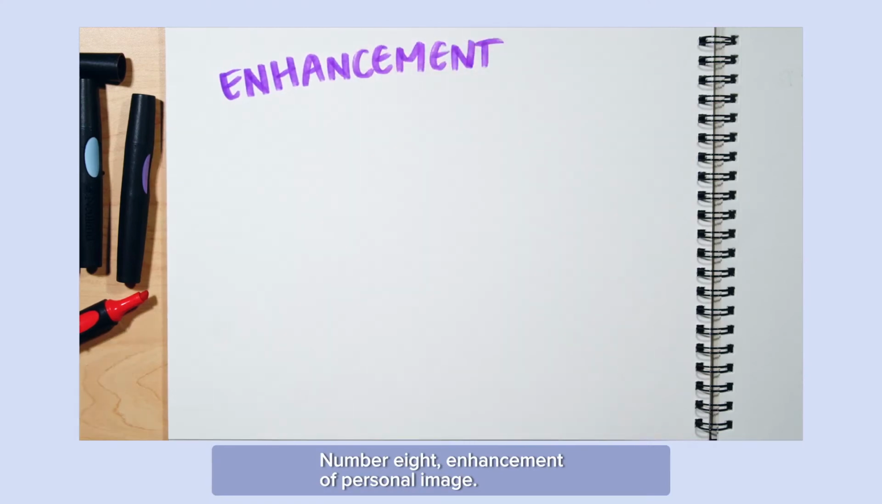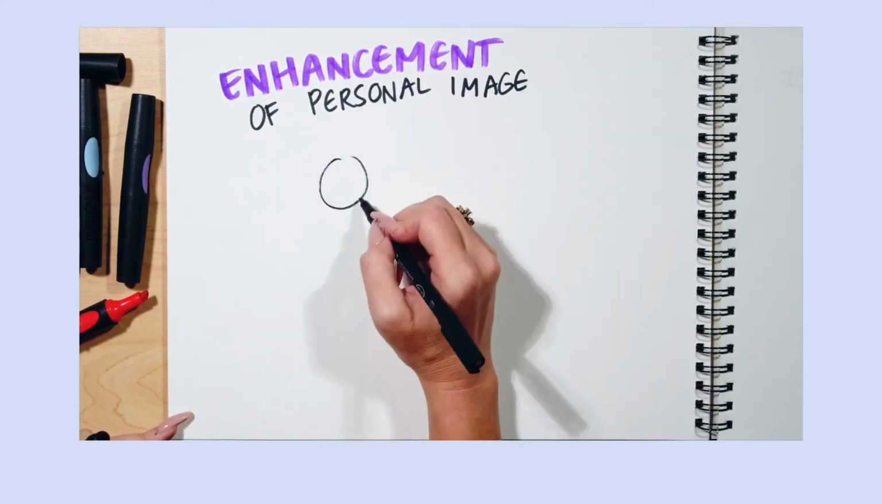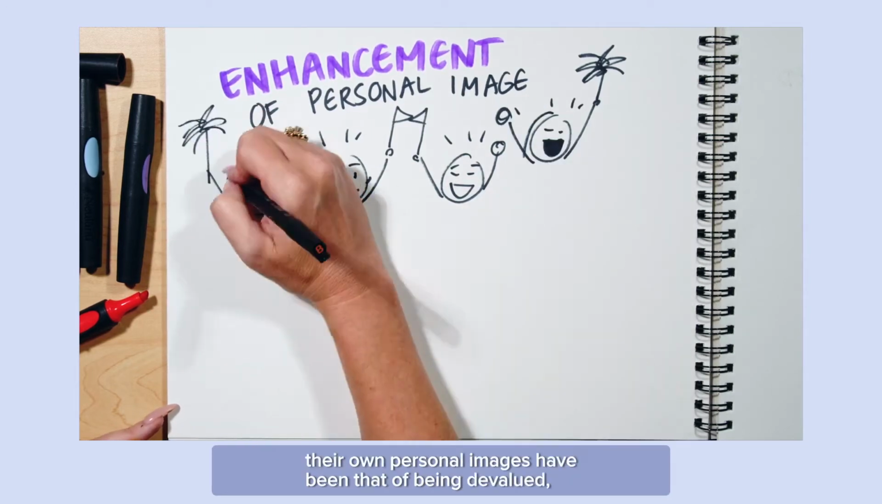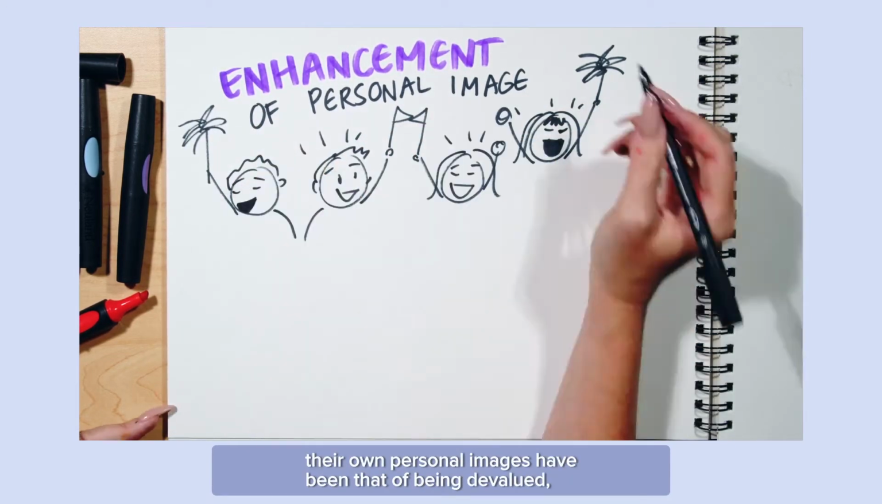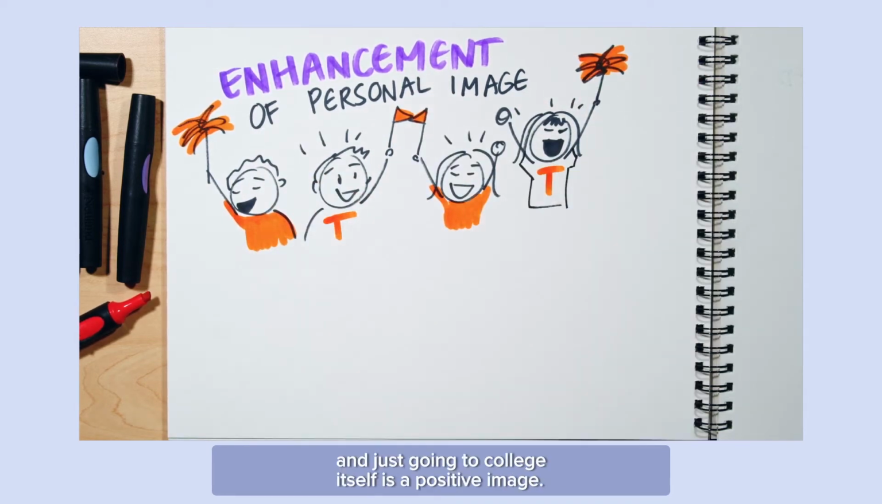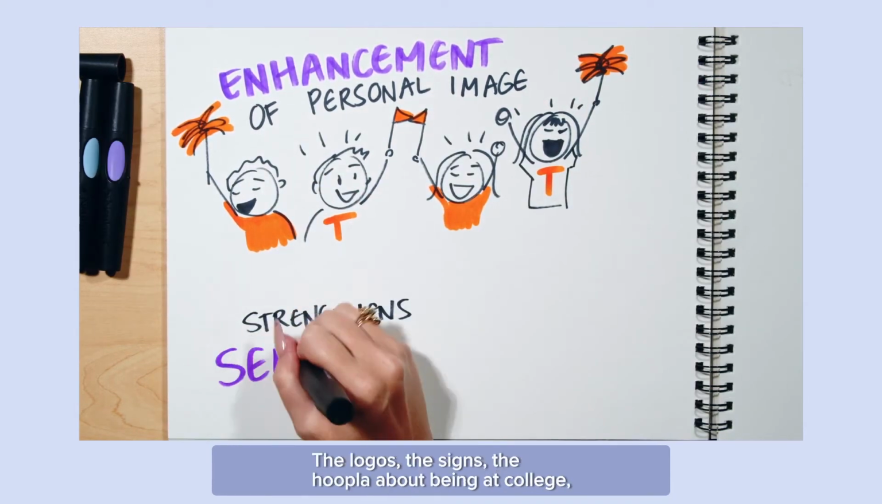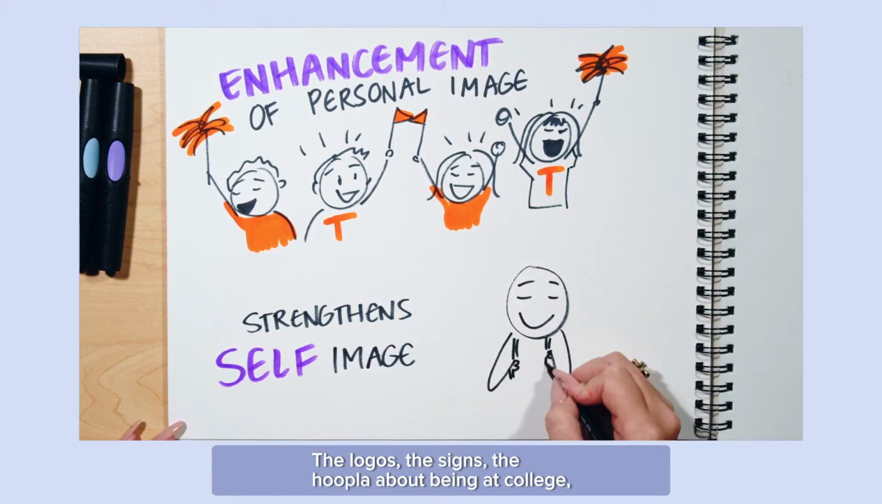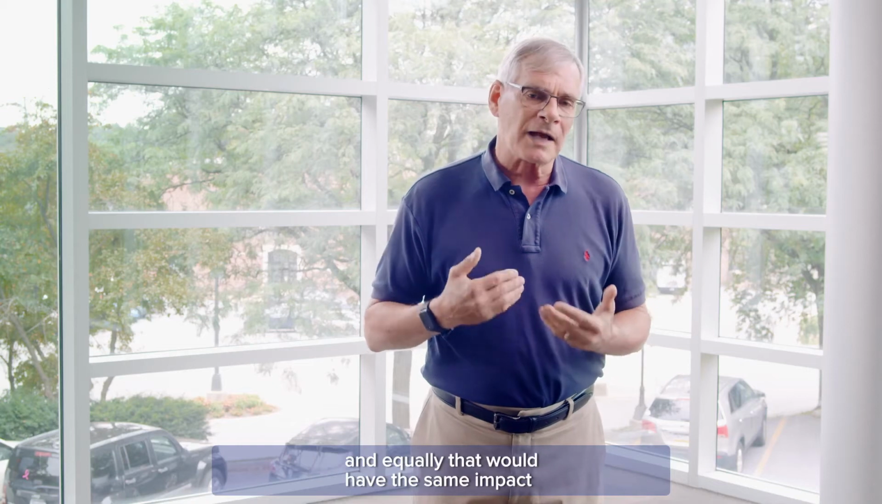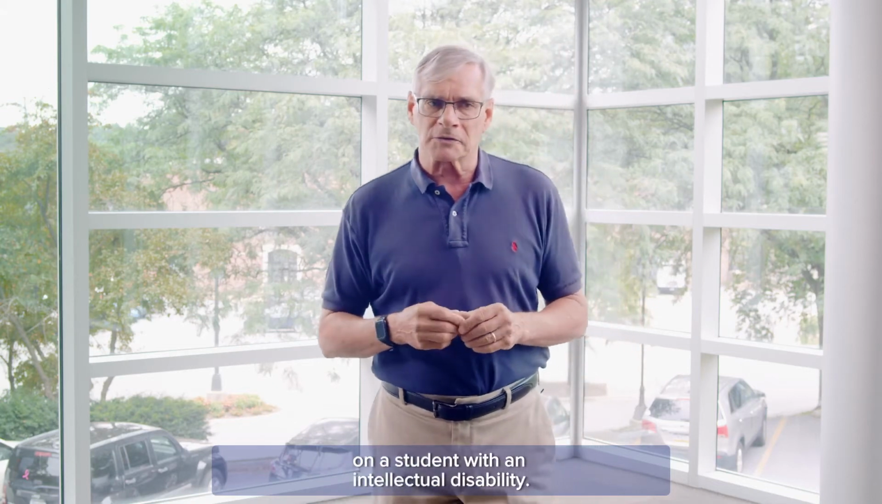Number eight, enhancement of personal image. Again, we know that for many people with disabilities, because of segregation and congregation, their own personal images have been that of being devalued. But being on a college campus, and just going to college itself is a positive image. The logos, the signs, the hoopla about being at college, it elevates how you're perceived and how you're looked at. And equally, that would have the same impact on a student with an intellectual disability.